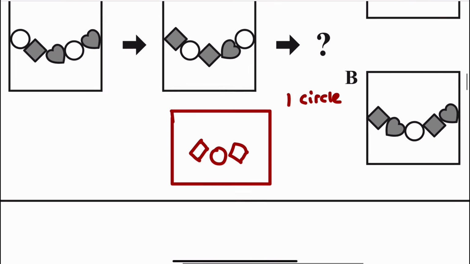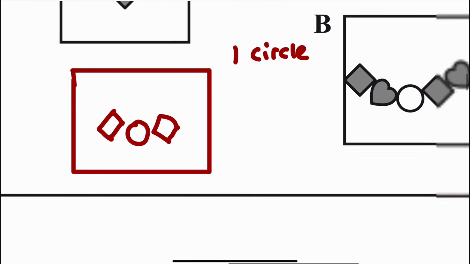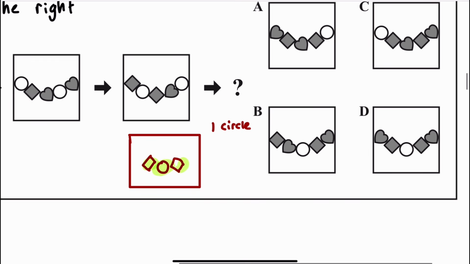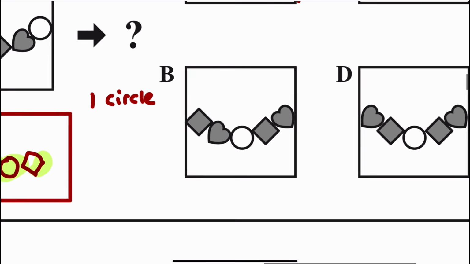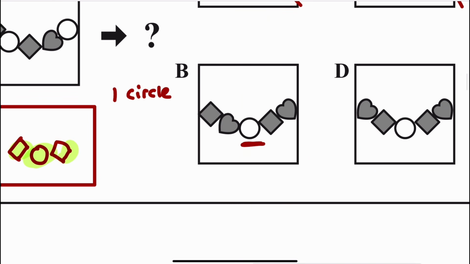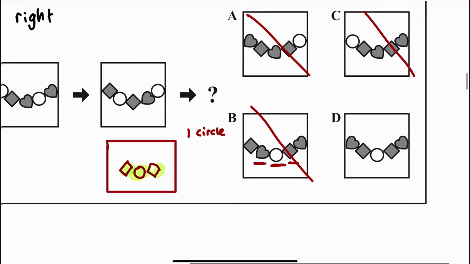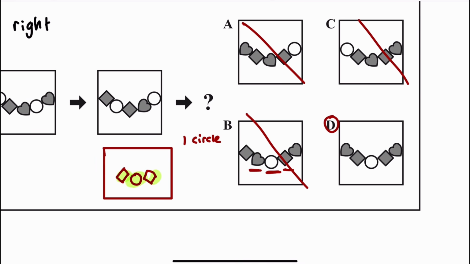So we should have a pattern where it has a circle in the middle and the squares right next to it. So which one has that? Not A, not C. B is close because it has a circle in the middle, but it doesn't have two squares next to each other. So B is wrong. So therefore, our answer is D because it has that layout.